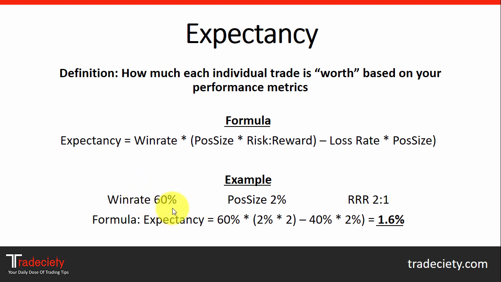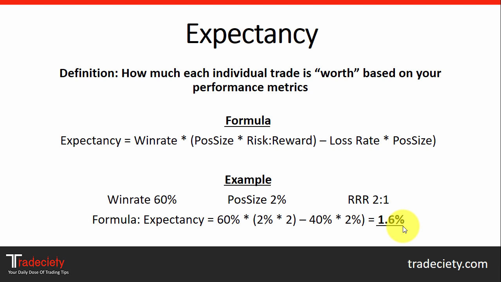Let's say we have a win rate of 60%, our position size is 2%, and the average reward to risk ratio is 2.2 to 1. If we now take those three variables and put those values in the formula, then you can see that we get an expectancy of 1.6%. This means that over the long term, if you take the same trade over and over again, based on the expectancy, each trade will give you a 1.6% return.